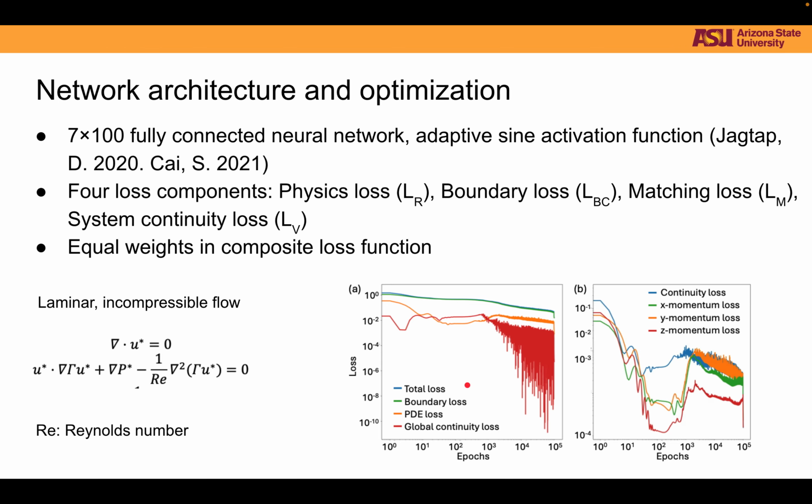Our network architecture consists of 7x100 fully connected neural networks. These are individual subnetworks, so we can imagine 9 of these in parallel making up our larger network. We have 4 loss components: a physics loss, boundary loss, and then the matching and system continuity loss that we discussed earlier. For our physics loss, we are solving the laminar incompressible Navier-Stokes equations shown here on the bottom left, with our conservation of mass and conservation of momentum equations written out there.